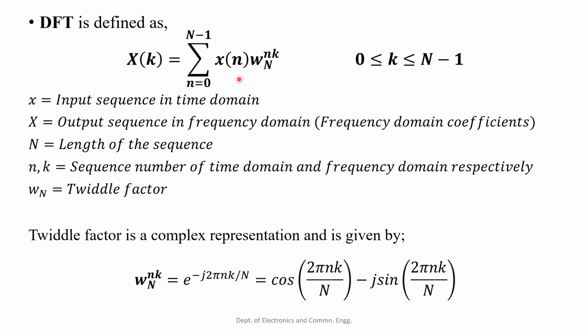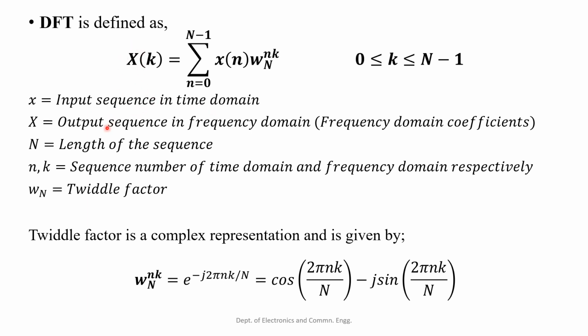So here the overall agenda is that we are converting a time domain signal to the frequency domain. That is, x of n is a time domain signal. We are applying the concept of DFT to it, and then we are converting this time domain signal to the frequency domain signal. Now defining each of these. x is the input sequence in the time domain. So that's why x of n is the input.